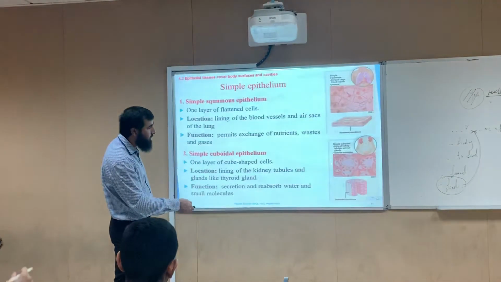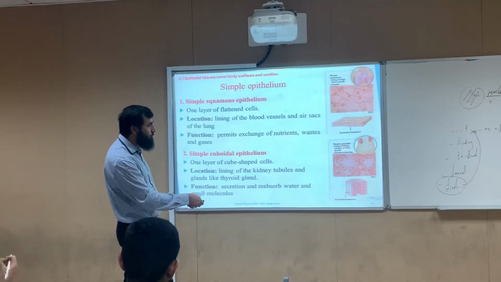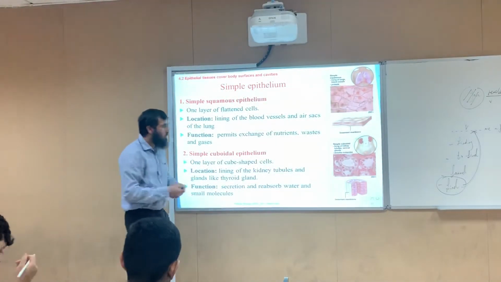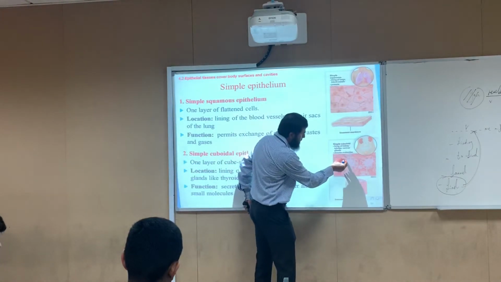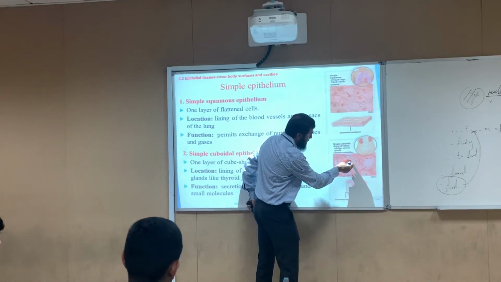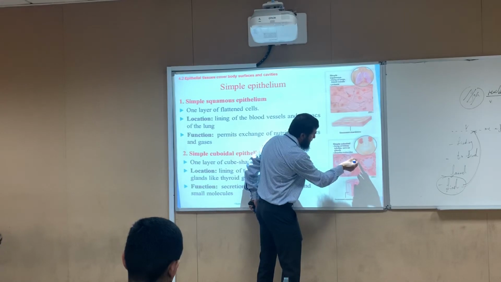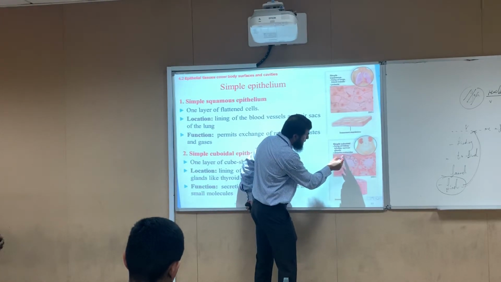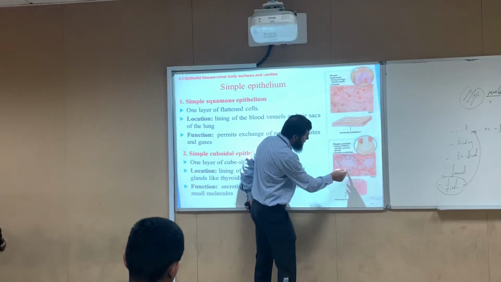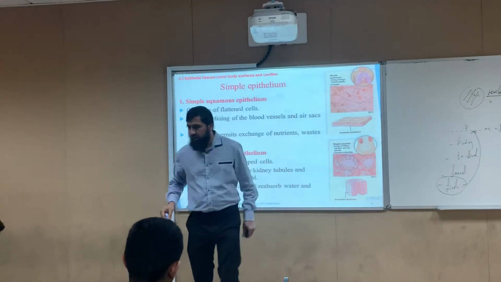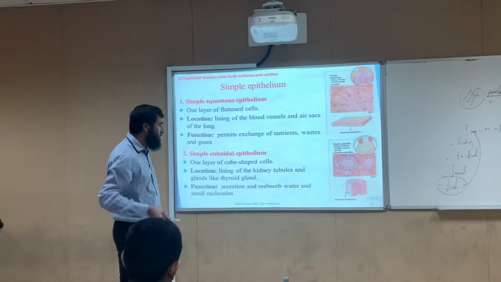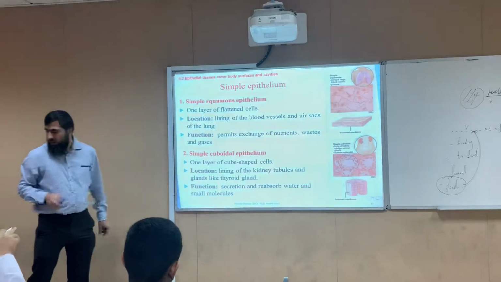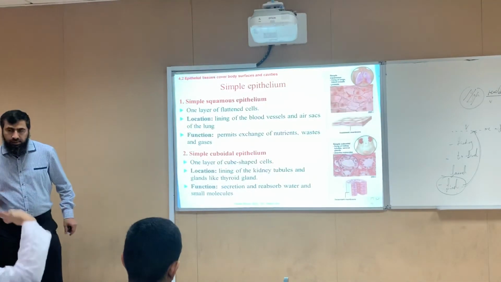If you have a look, this is an actual image of the kidney tubules. You find these cube-shaped cells. See, there's one cell, another cell. And you see underneath the cells, you find the, what is that? Basement membrane, okay? Yeah. So you find the basement membrane attaching it to the underlying connective tissue.